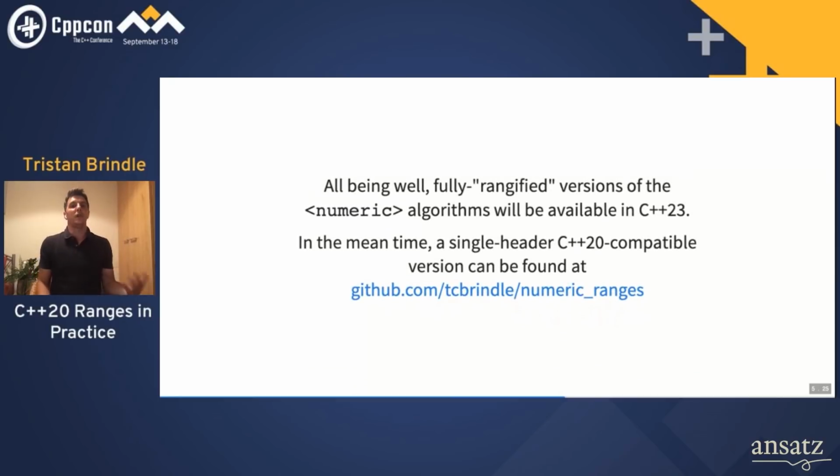So all being well, we will get rangified versions of accumulate and friends, adjacent difference, all the other algorithms in the numeric header. All being well, we'll get those in C++23. In the meantime, I have written some implementations of accumulate and friends that are compatible with C++20 ranges. You can find them at that GitHub link. They're there as a stopgap until we get the real thing in C++23.